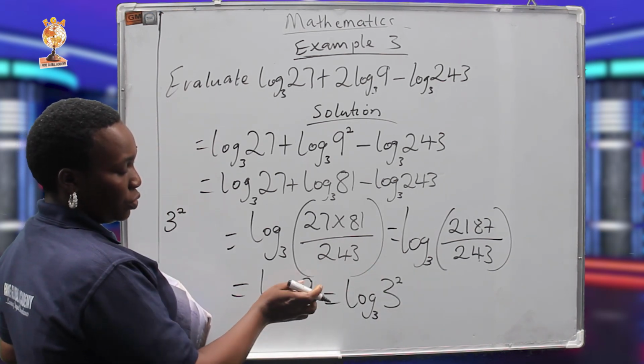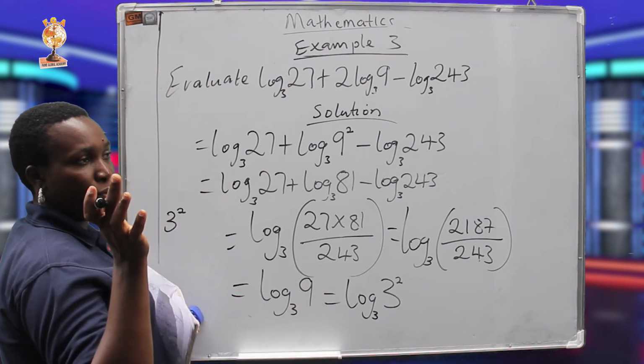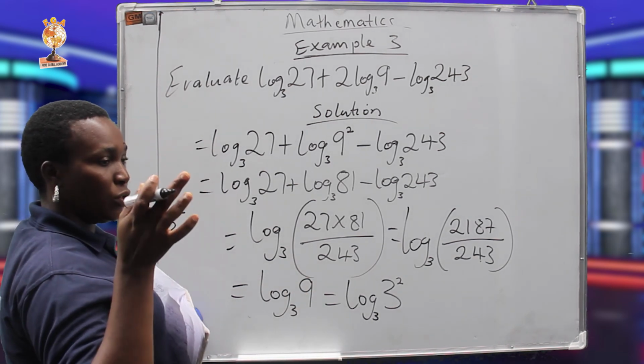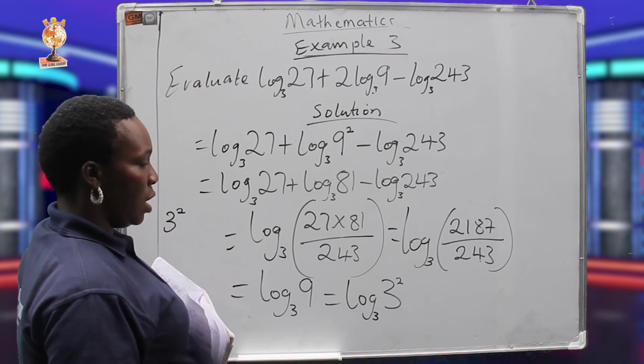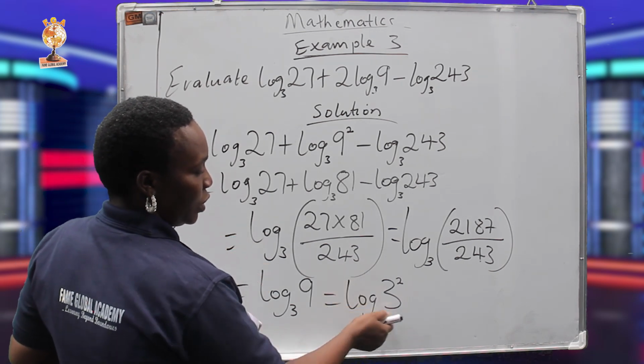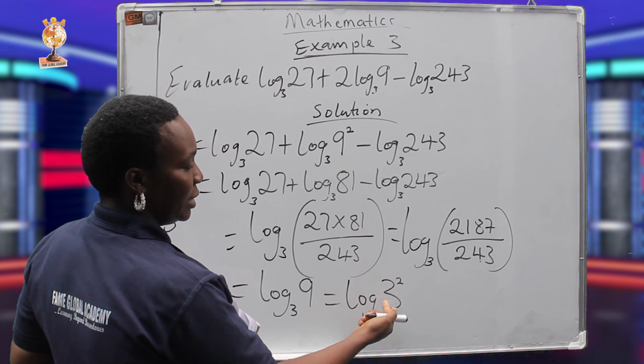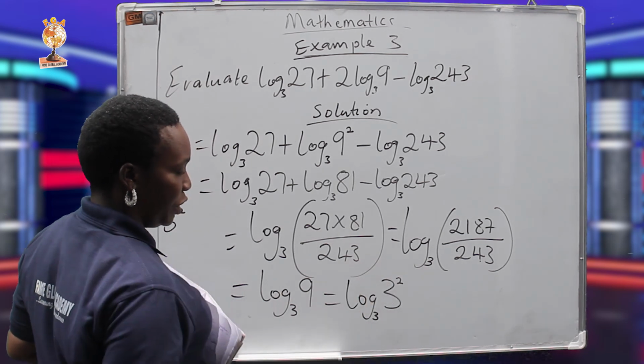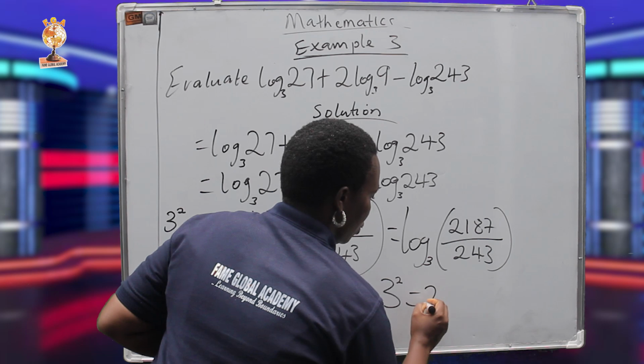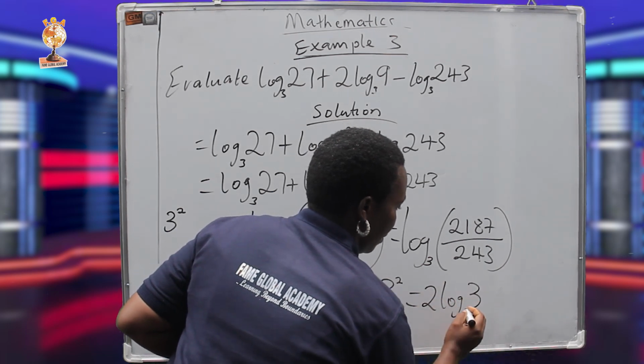What 3 will be raised to give us 9, just like what we did to 100 in example 1, how we turned 100 to 10 raised to the power of 2. Okay. Now, in this place, this is what we call power law. Power law says that bring the power to the back of the logarithm. Okay. And that will give us 2 log 3 base 3.